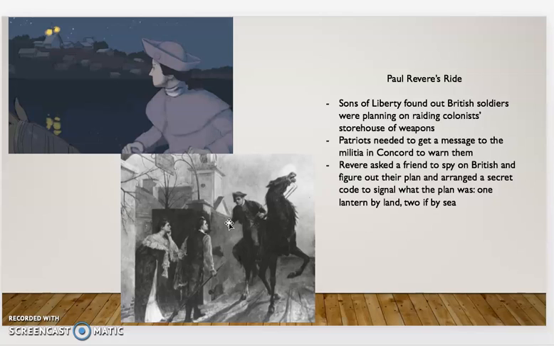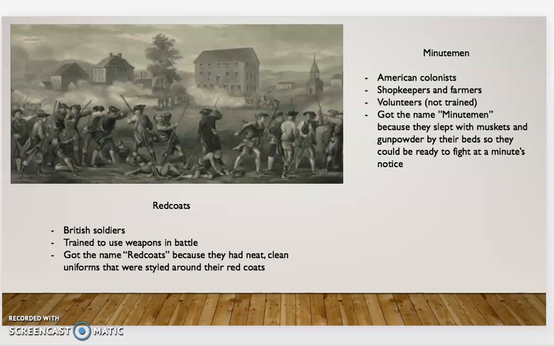So these people could get ready for this invasion of the British militia. And because Paul Revere did this ride, the Minutemen were able to prepare for this invasion. Now, there were two groups of people in this famous shot heard round the world battle when the British came over. One was the Minutemen, and the Minutemen were American colonists, shopkeepers and farmers.